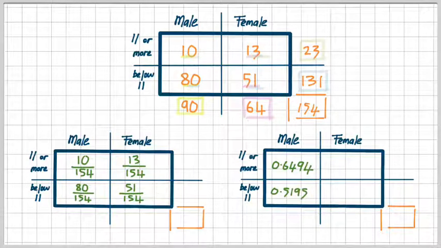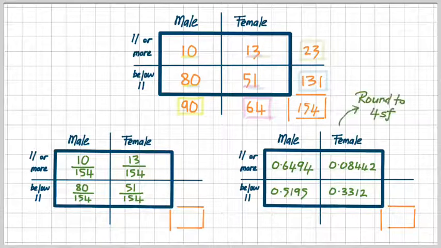80 divided by 154 is 0.5195. 13 divided by 154 is 0.08442. And lastly, 51 divided by 154 is 0.3312. Now, please remember to round your probabilities to 4 significant figures.